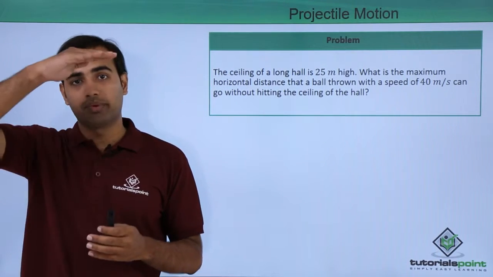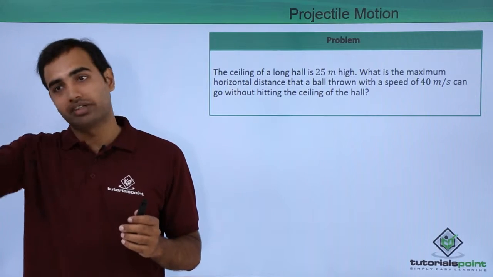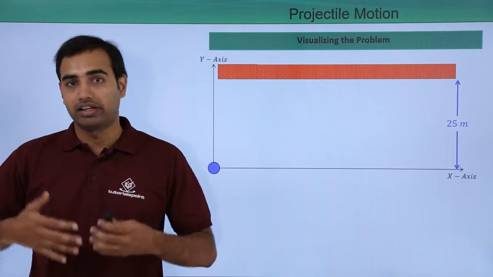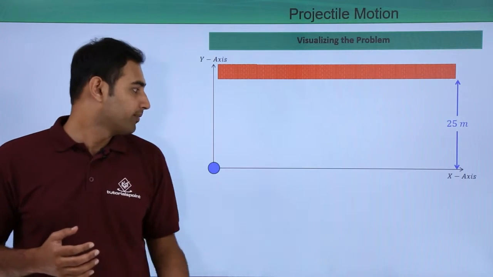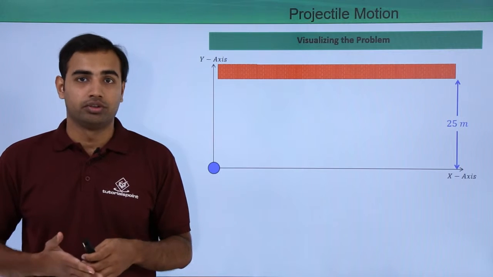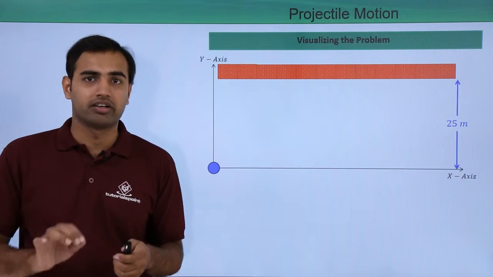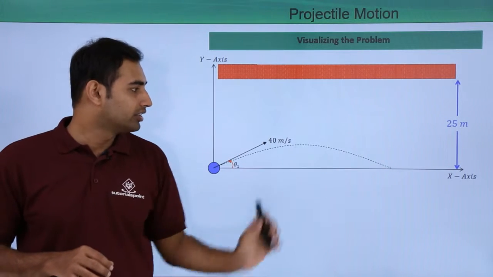So we have been given an upper limit on how high the ball can go. With that limit in mind, we have to maximize the range of the ball. So essentially, if I visualize the problem like we always do, let's say this is our ceiling of the hall, which is 25 meters high, and this is our ball which is being thrown. So first of all, with a velocity 40 meters per second, we throw it at an arbitrary angle θ1.